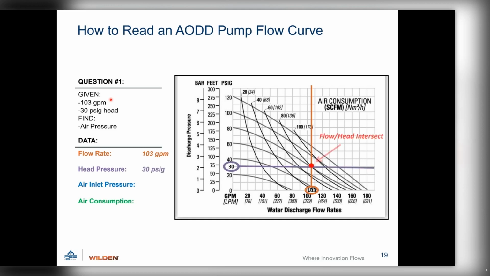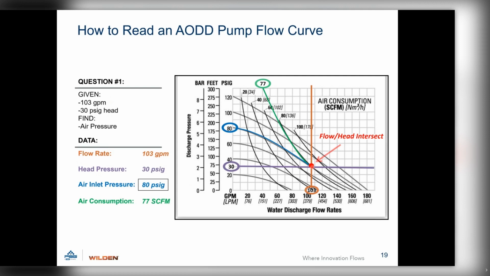So we draw the line straight across from 30, and where it intersects the 103 is going to be our duty point. So you see right where that red dot lands is going to be right on the line of 80 SCFM, right? And it's also going to be right on the line of 80 psi. So by them giving us the gallons per minute desired and the head pressure to overcome, we would let them know what they need to run their pump at as far as inlet air pressure and what their air consumption is going to be. So 80 psi of inlet air pressure, and you're going to need 77 SCFM.